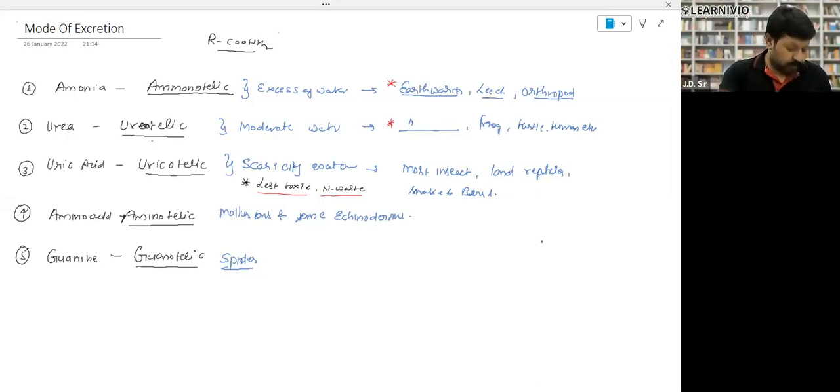Like humans, we produce urea, and many organisms like us produce ammonia or urea. Those organisms which produce urea as the excretory product, we call them ureotelic, right? They are the organisms found in an environment where water is present in moderate amount, not excess, not too little, right? Examples: earthworm, frog, turtle, and human.